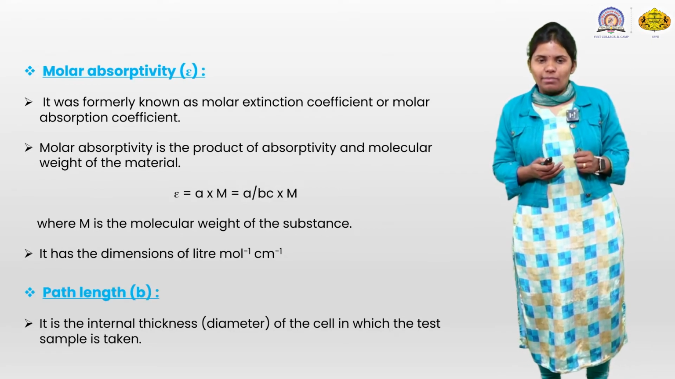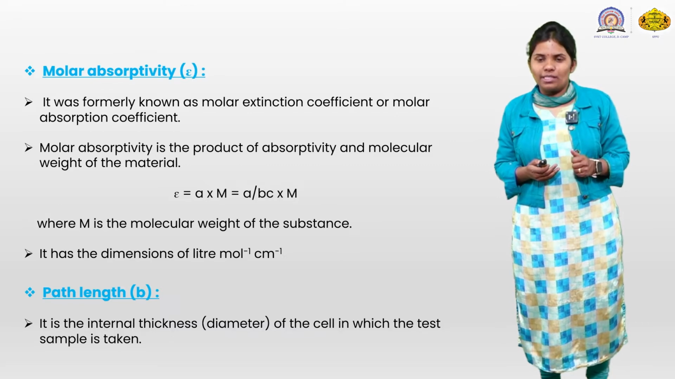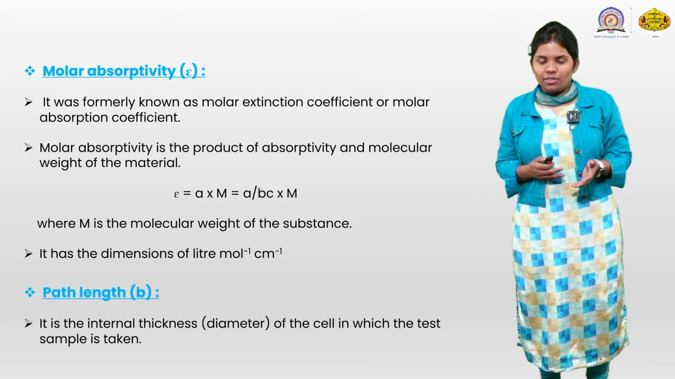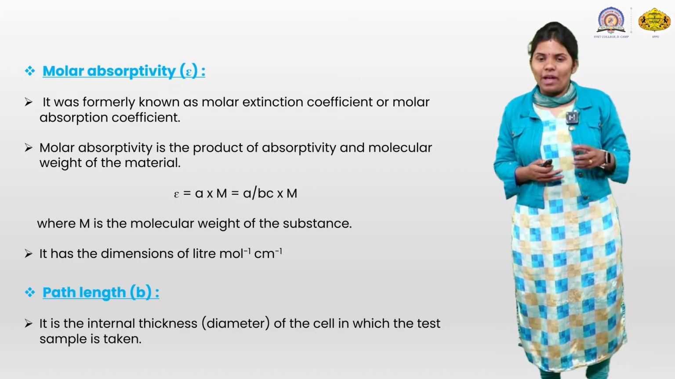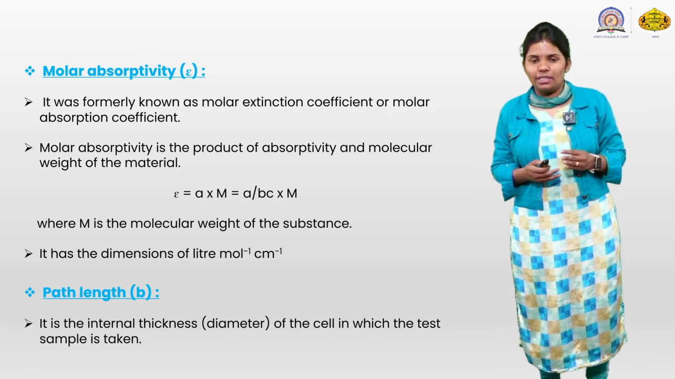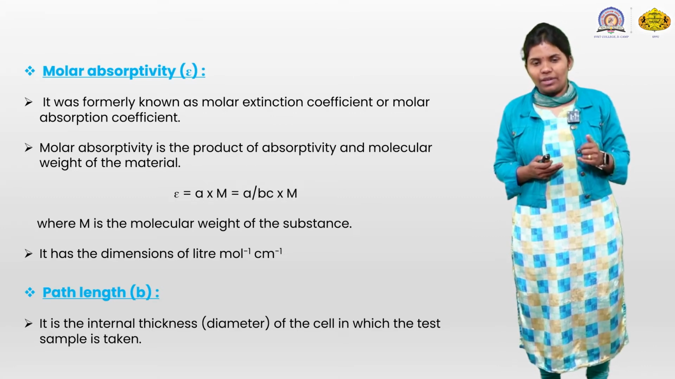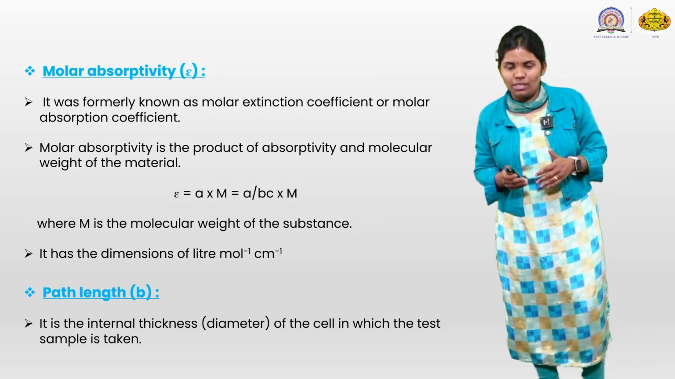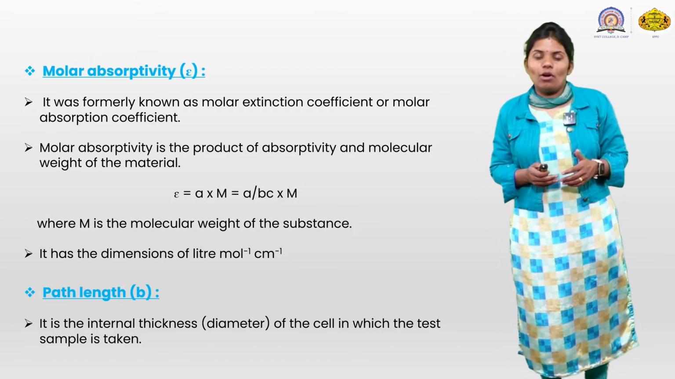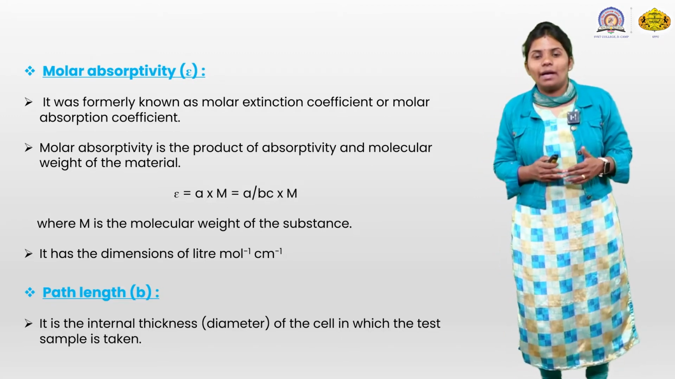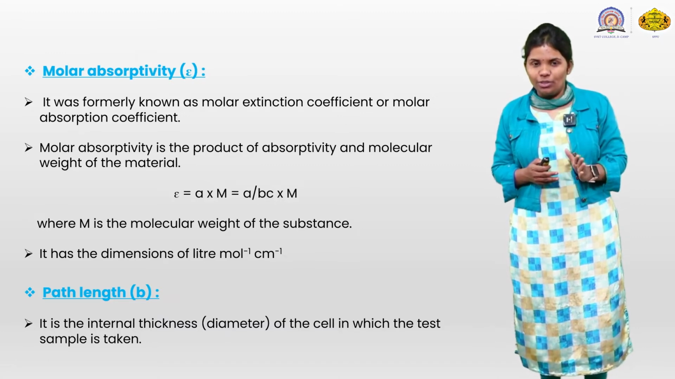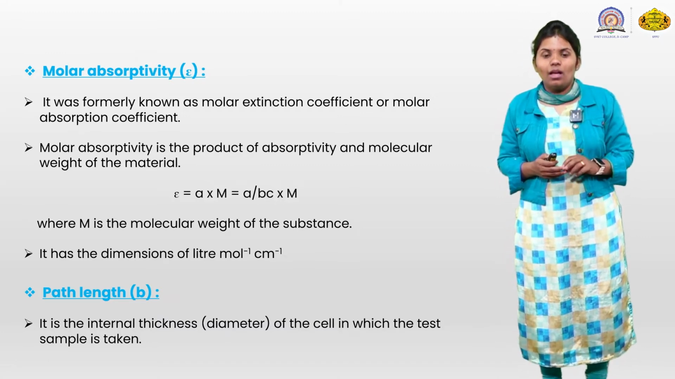So, next is the molar absorptivity. It was formerly known as the molar extinction coefficient or molar absorption coefficient. Molar absorptivity, that is epsilon, is the product of absorptivity and molecular weight of a material. So, epsilon is equal to absorptivity into the molecular weight, or you can write it as A upon bc into M. M is the molecular weight of a substance, and the dimension for the molar absorptivity is liter per mole per centimeter. These are the units for the molar absorptivity.